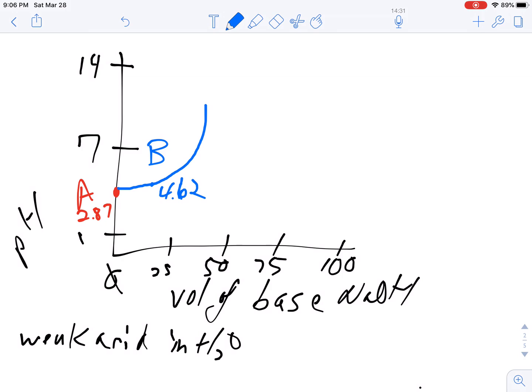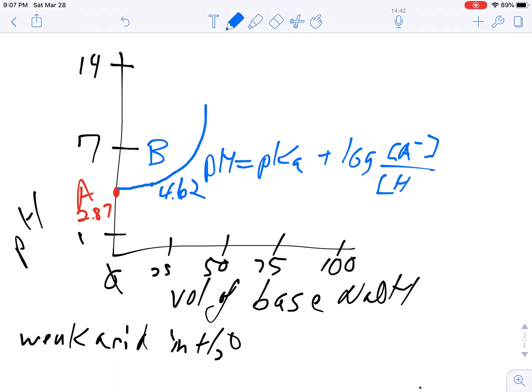Okay. Now, we use the Henderson-Hasselbalch equation in this entire blue region. Okay. In the red region, remember you have to use an ice table. I mean at point A. That's just at the beginning. You've got to use yourself an ice table.